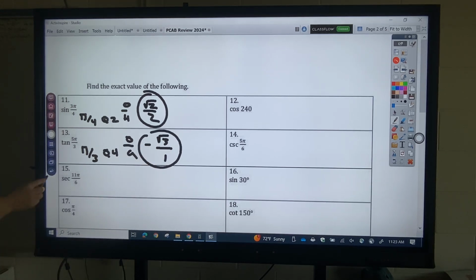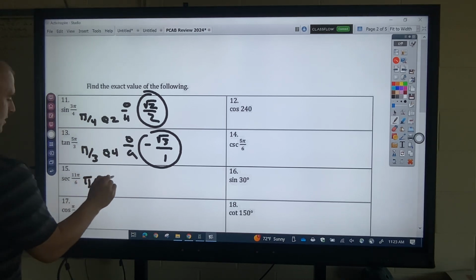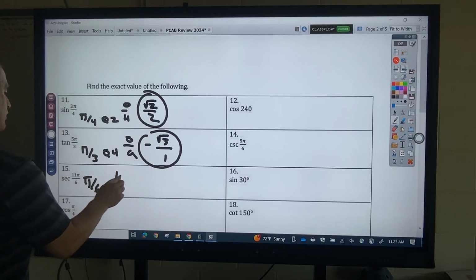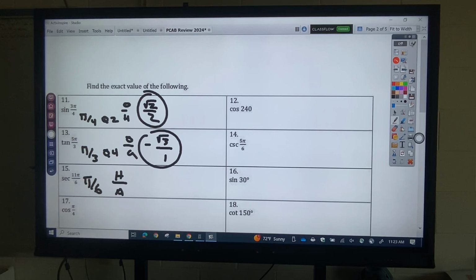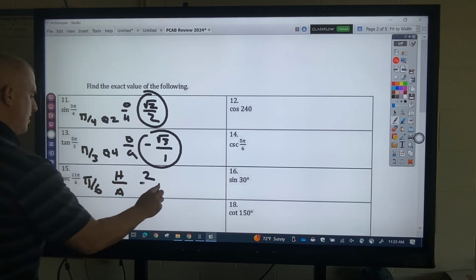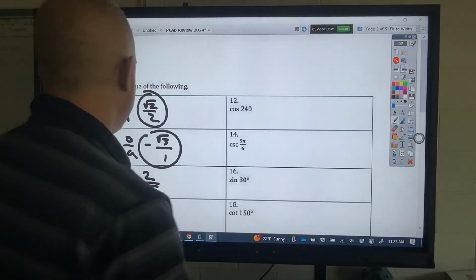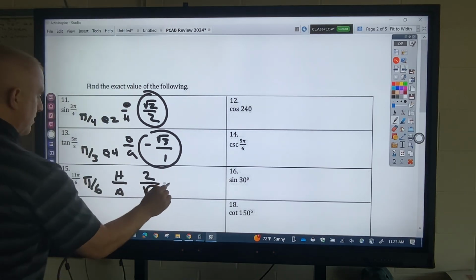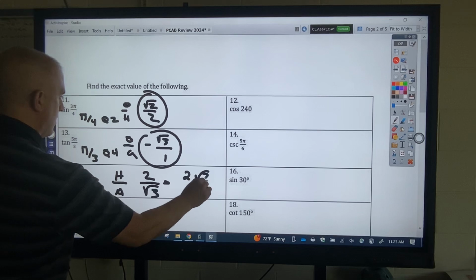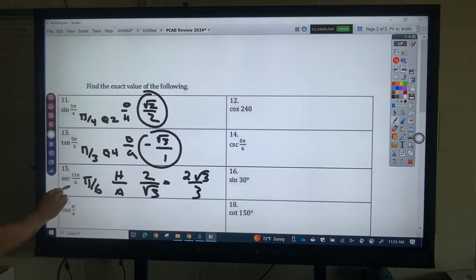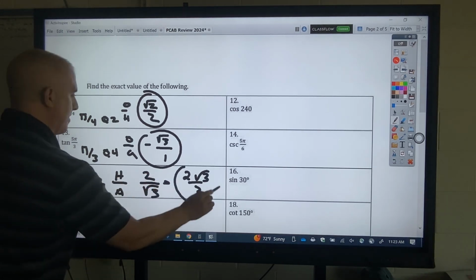Okay. All right. This is the pi over 6 triangle, which is the 30-degree triangle. All right. That is H over A. All right. The H amount is 2. The A amount would be square root of 3. Okay. All right, so what we got there is that's going to turn into 2 square root of 3 over 3. All right, and since this would be in quadrant 4, that's going to remain positive.